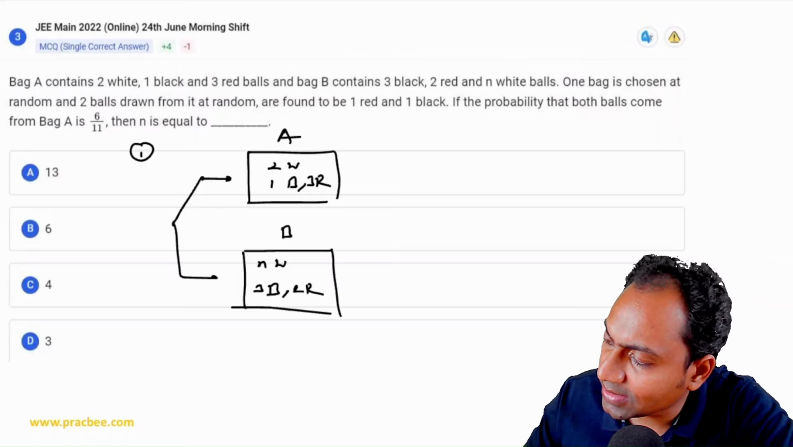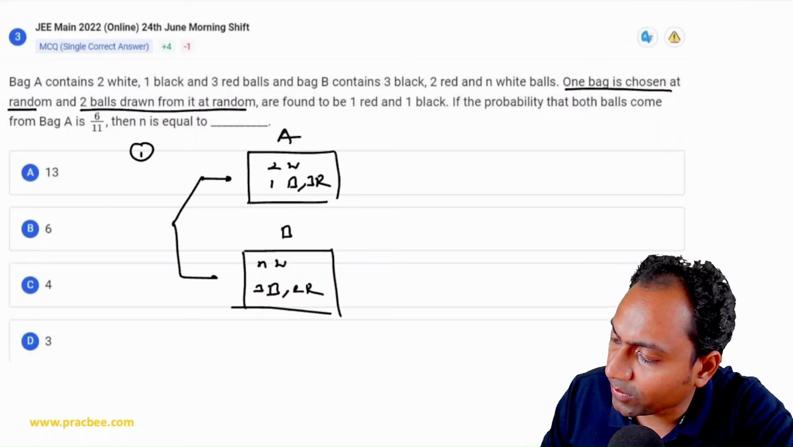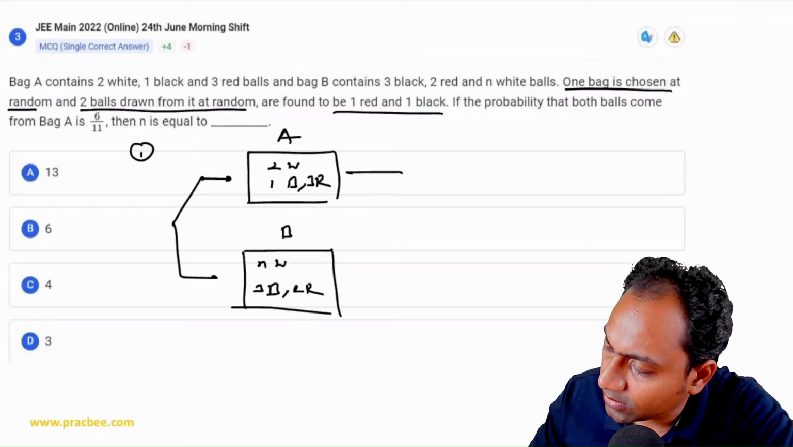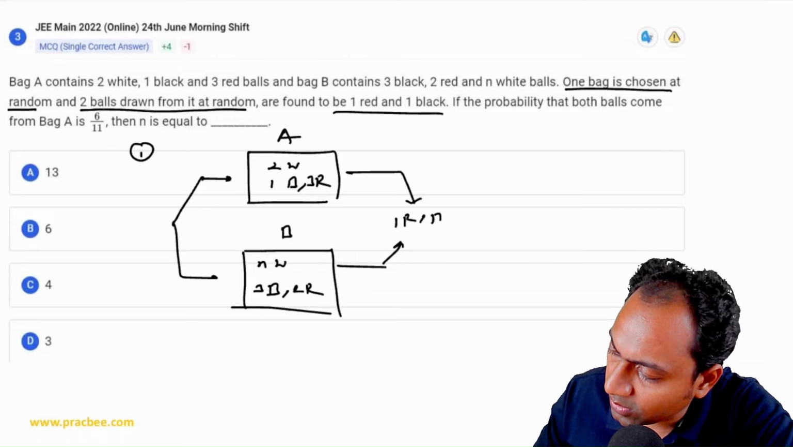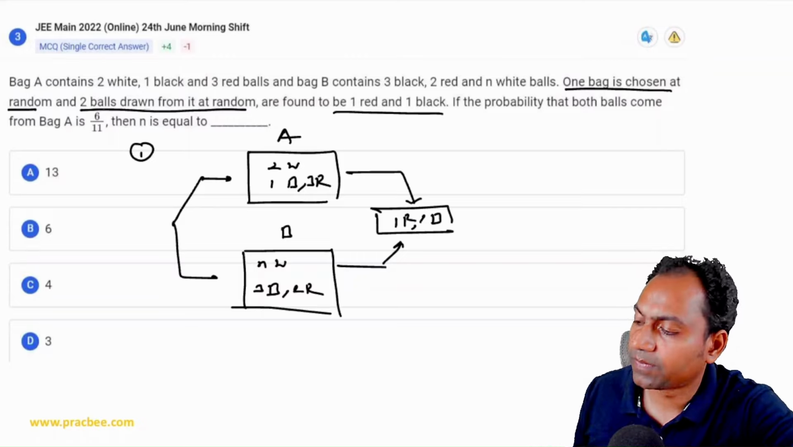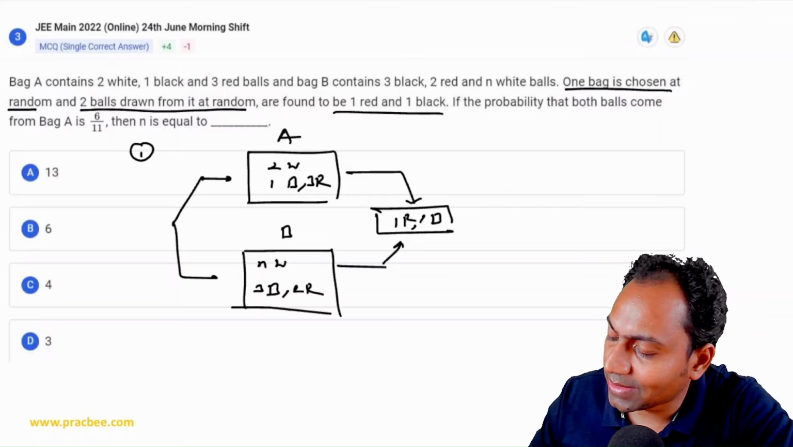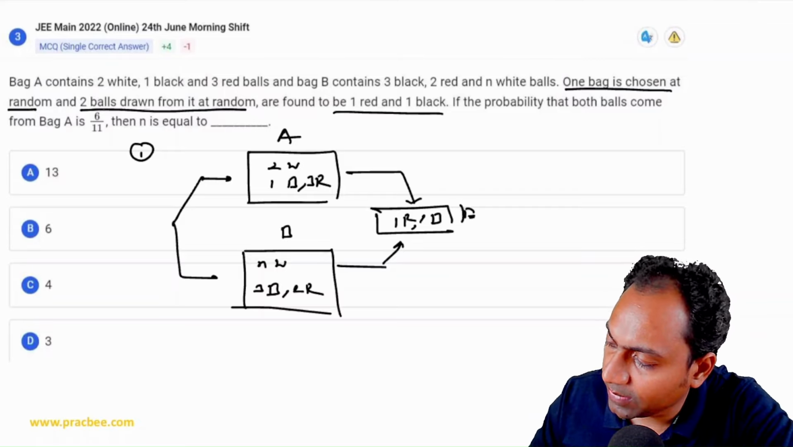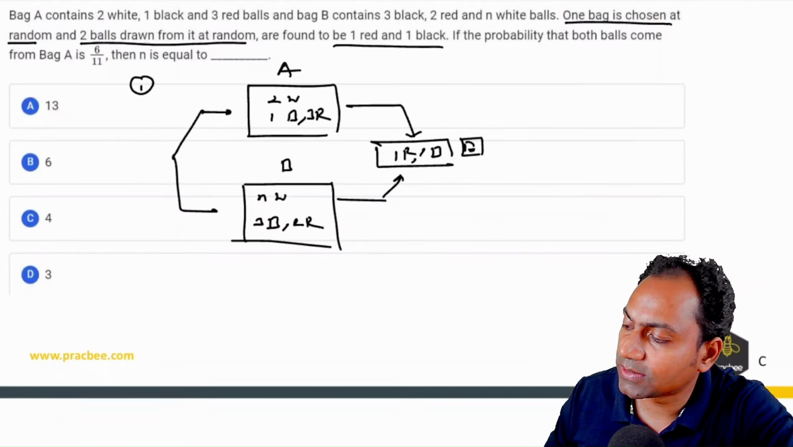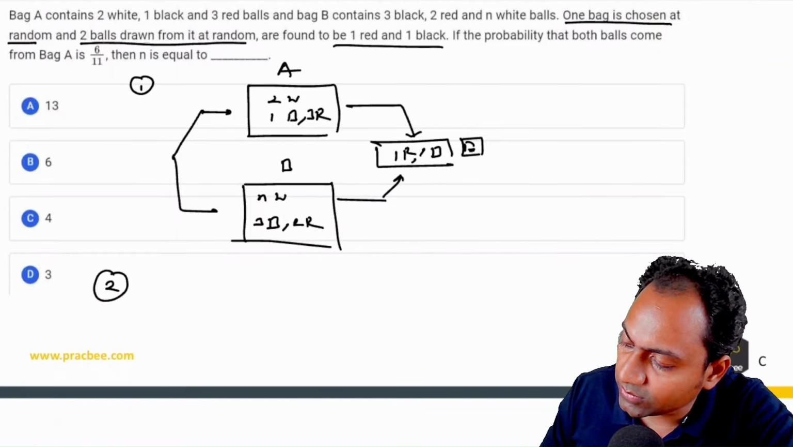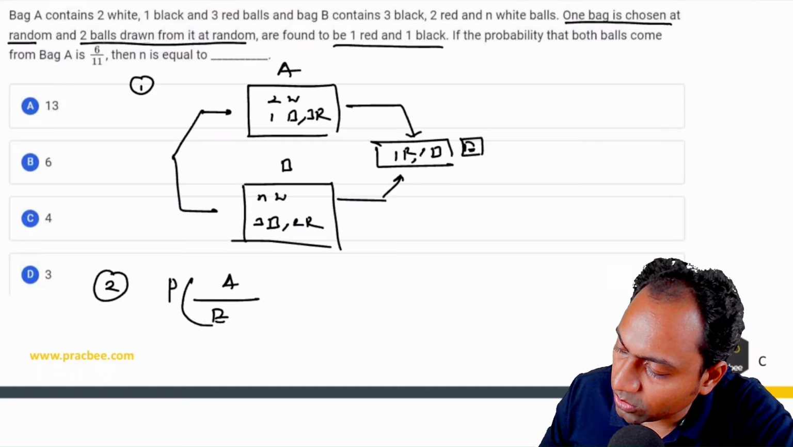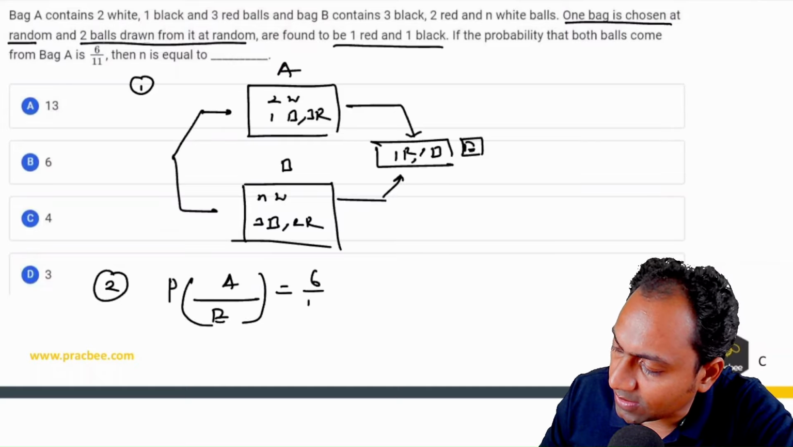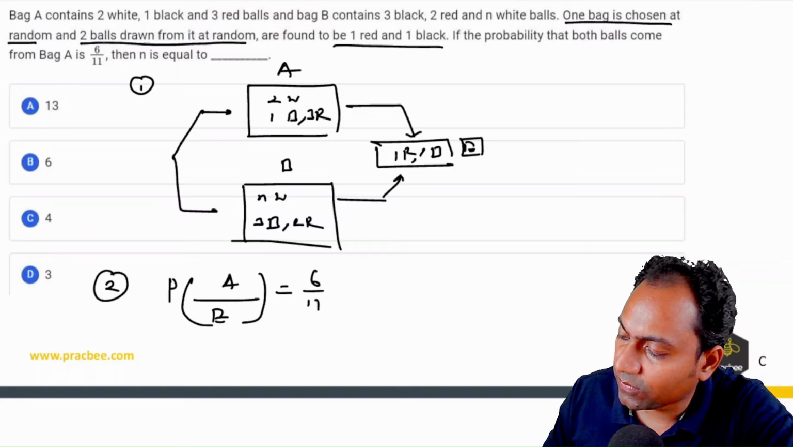Now what they are asking is, they are talking about an event E when they are choosing a bag and 2 balls are drawn from it at random and found to be 1 red, 1 black. So there is an event E of finding 1 red and 1 black ball. I'm naming this event as event E. Now here comes the question: event E has already occurred. What is the probability that it happened through bag A? This probability is given as 6 by 11. What we need to find is the value of n.